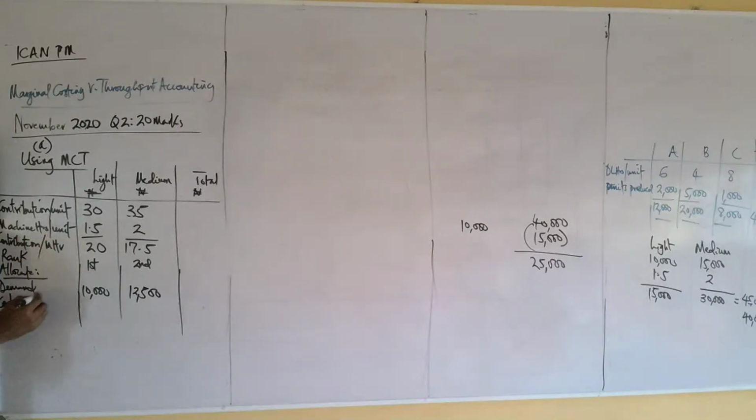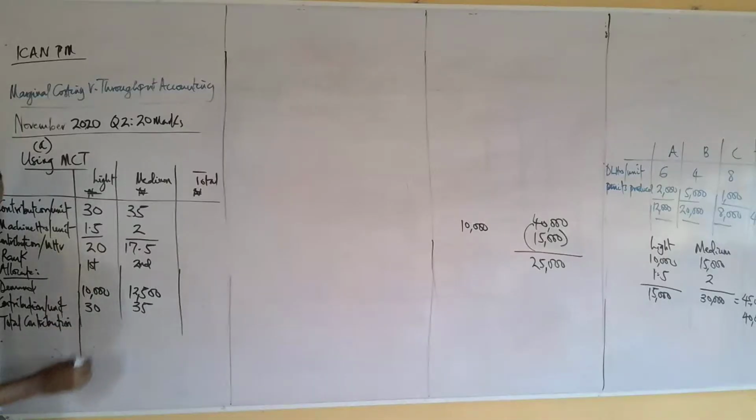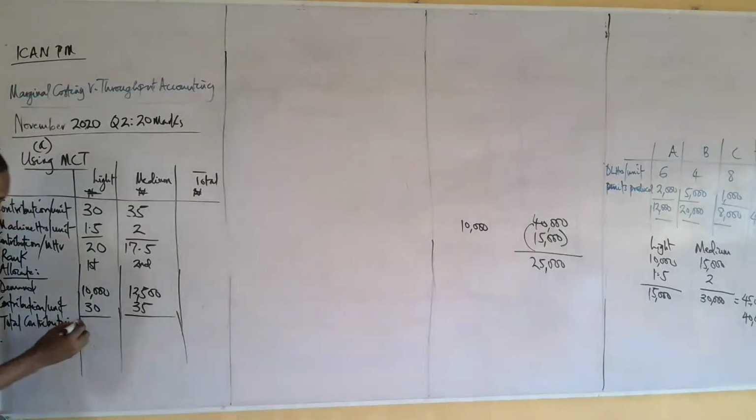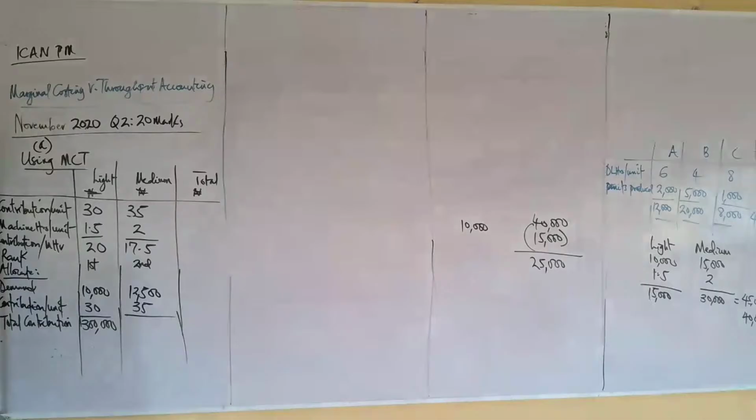Now the next thing is to calculate the profit, but before we do, we'll bring down this contribution per unit. The contribution already calculated is 30 and 35. Then we will get the total contribution by multiplying. So we are going to have 10,000 times 30, which is 300,000, and 12,500 times 35.